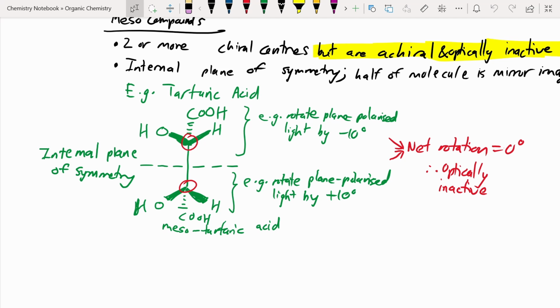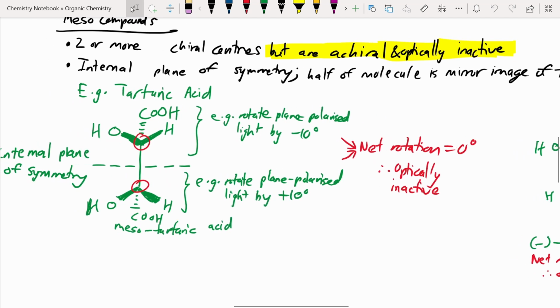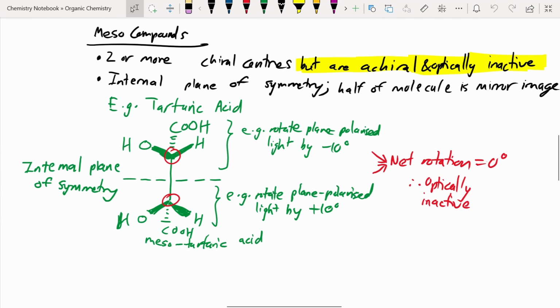And then you notice if we take for instance that the top chiral carbon rotates plane polarized light by minus 10 degrees, which is anticlockwise, and the bottom chiral carbon rotates plane polarized light by plus 10 degrees clockwise. Because they are in different directions but the same magnitude, your net rotation of plane polarized light by this entire meso tartaric acid is 0 degrees, and thus this is why meso compounds are optically inactive, even though they contain chiral centers.